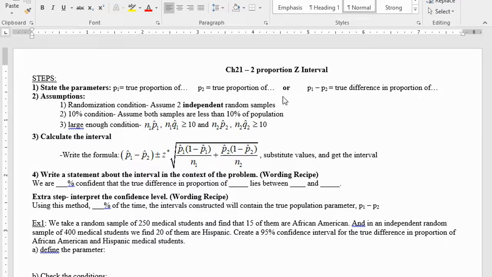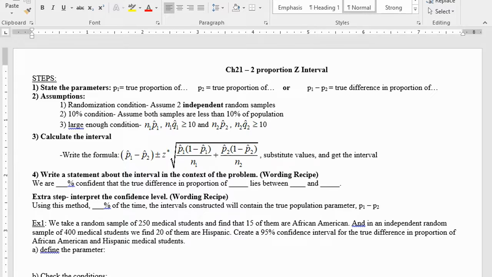So let me show you your second confidence interval ever. It is called a two proportion interval. So that's the name, two proportion interval. And just by the name, you can tell this time we're going to be taking two samples and we're going to be finding the proportion in each of the samples. So, two proportion interval. The steps are the same as always.